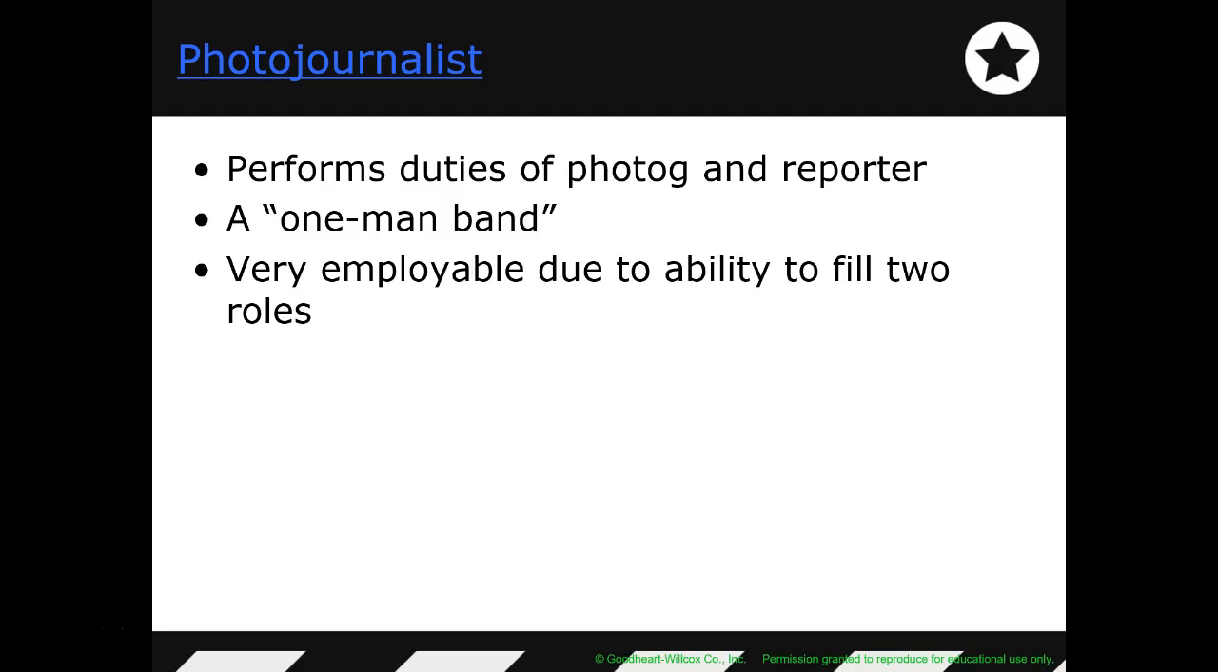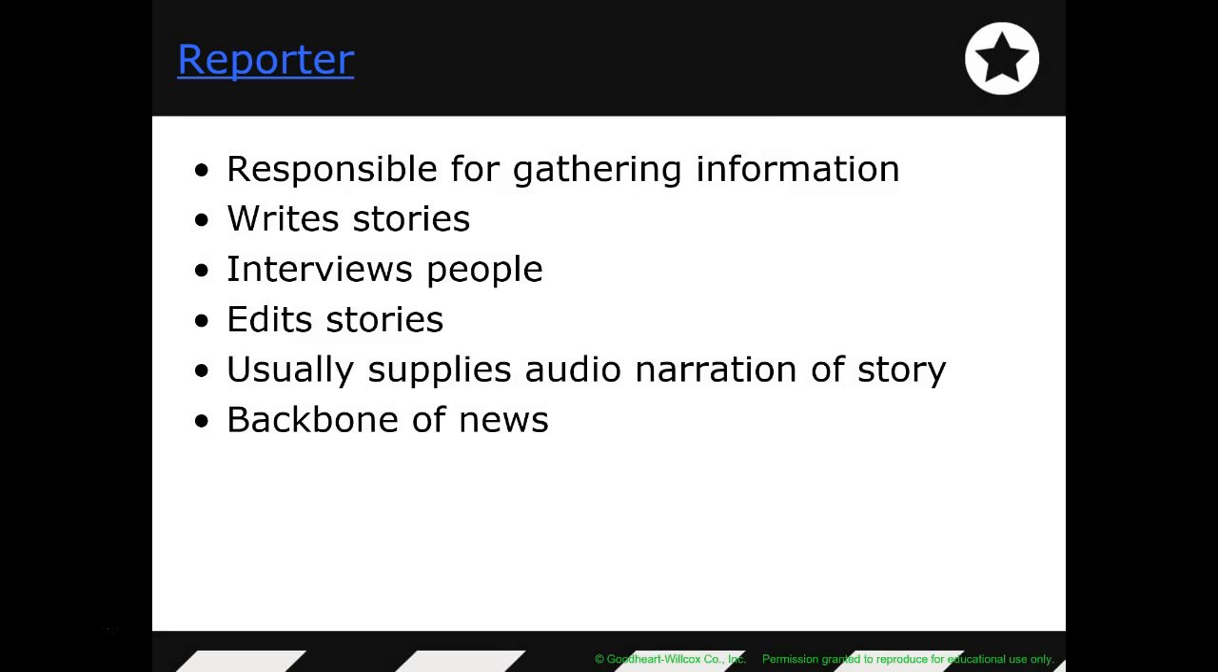This isn't a fad, especially over the last 10 years. We have seen this become the standard in the news industry. So reporters, straightforward. They're the ones on camera, writing the stories, gathering information, interviewing people, and giving narration to a story. So when we see a news story and we just see video of the people they're talking about, and we hear the voice, that's the reporter.